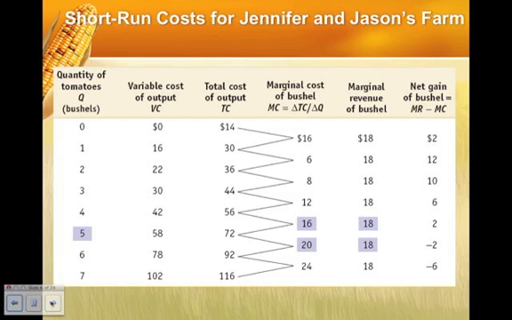It is the level of output at which marginal cost rises from a level below market price to a level above market price, passing through the market price of $18 along the way.